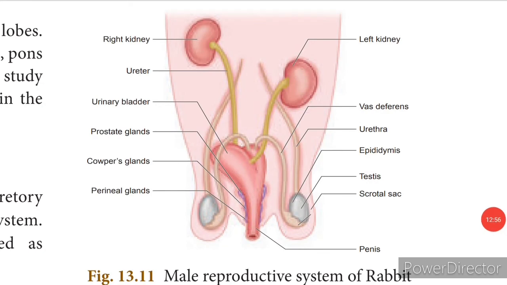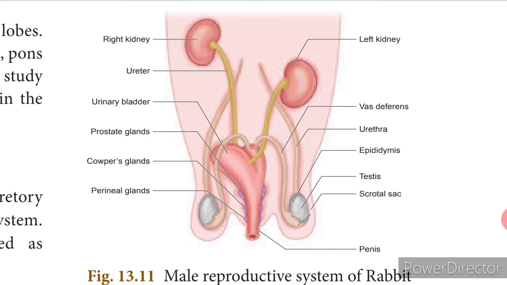Next is the male reproductive system of rabbit. Now this is a very important question. This is often asked in the 4-mark questions or sometimes in the 7-mark question. The male reproductive system consists of a pair of testes. You can see in the picture, isn't it? The pair of testes are oval in shape, and these are enclosed by a sac which is called the scrotal sac.